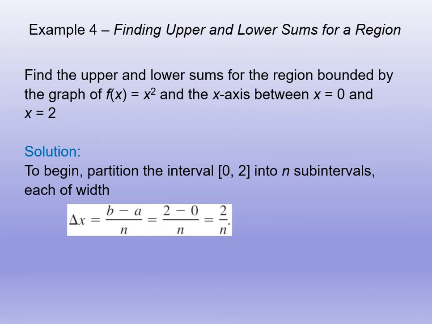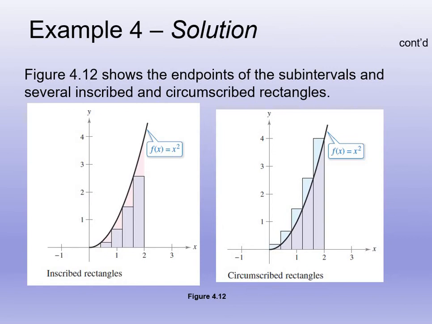So if we're going to begin, we're going to partition this. Our delta x becomes b minus a over n, so it's going to be 2 minus 0, and we're going to divide by n. If I had said do it with 5 different rectangles, n would have been 5, and it would have been 2 over 5 like the first example. So just so you kind of know that. We're going to do it for n subintervals though. So that's our delta x.